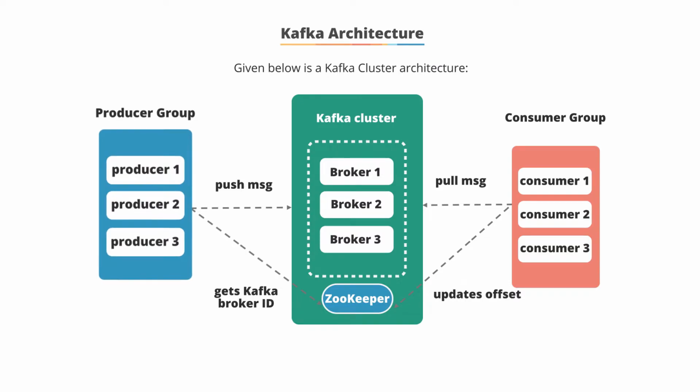The producers on the left are used to push data to the brokers. When a new broker is started, all the producers search for it and automatically send messages to that new broker.